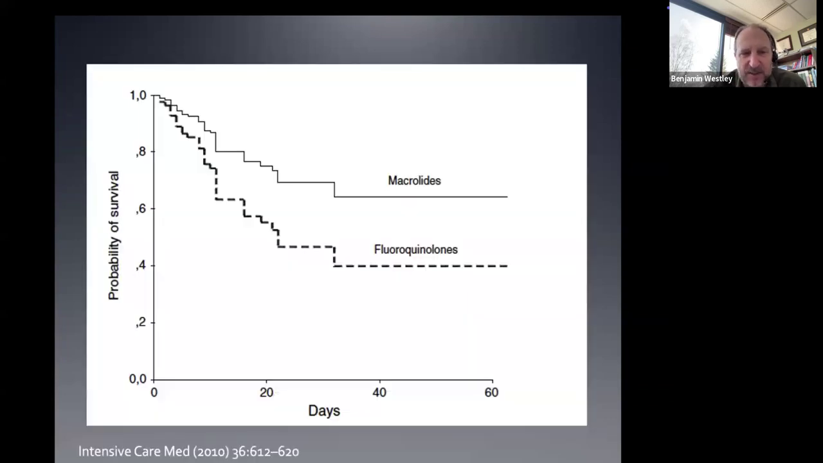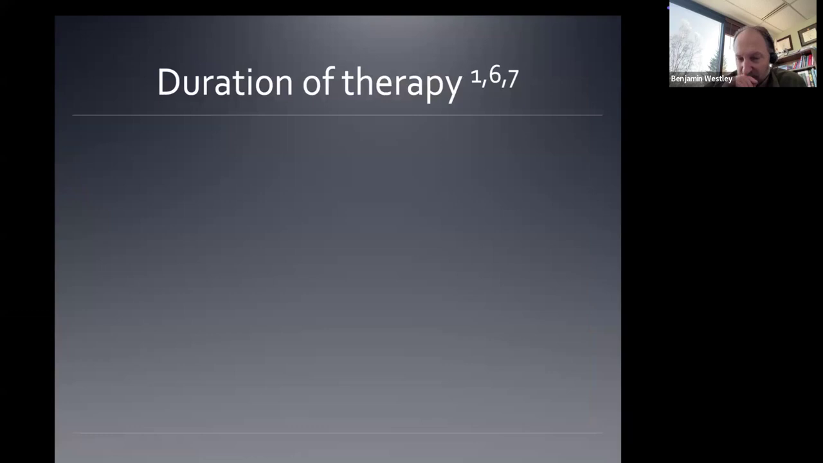This is a study from Intensive Care Medicine in 2010 about severe pneumonias, and for the regimens that included macrolides, the patients had a much higher chance of survival. This wasn't randomized data, so there are problems with some confounding in the illness of patients, but it's quite accepted right now that macrolide is the preferred atypical coverage in the hospital.